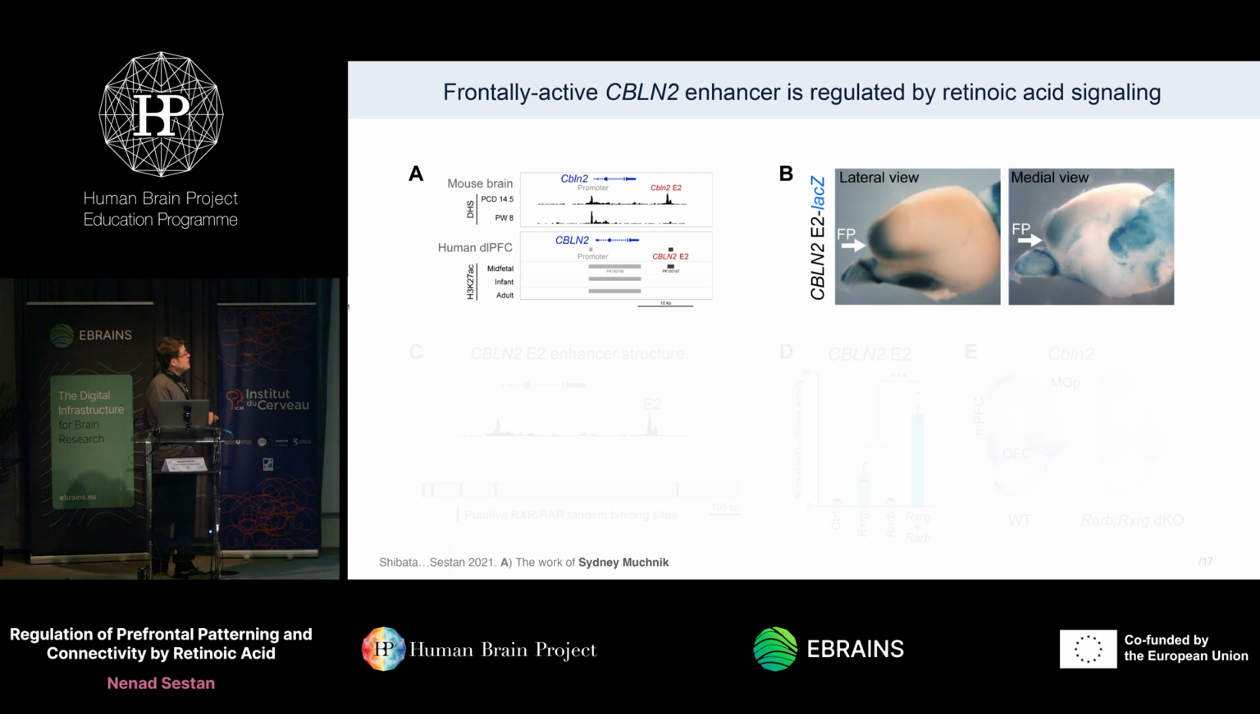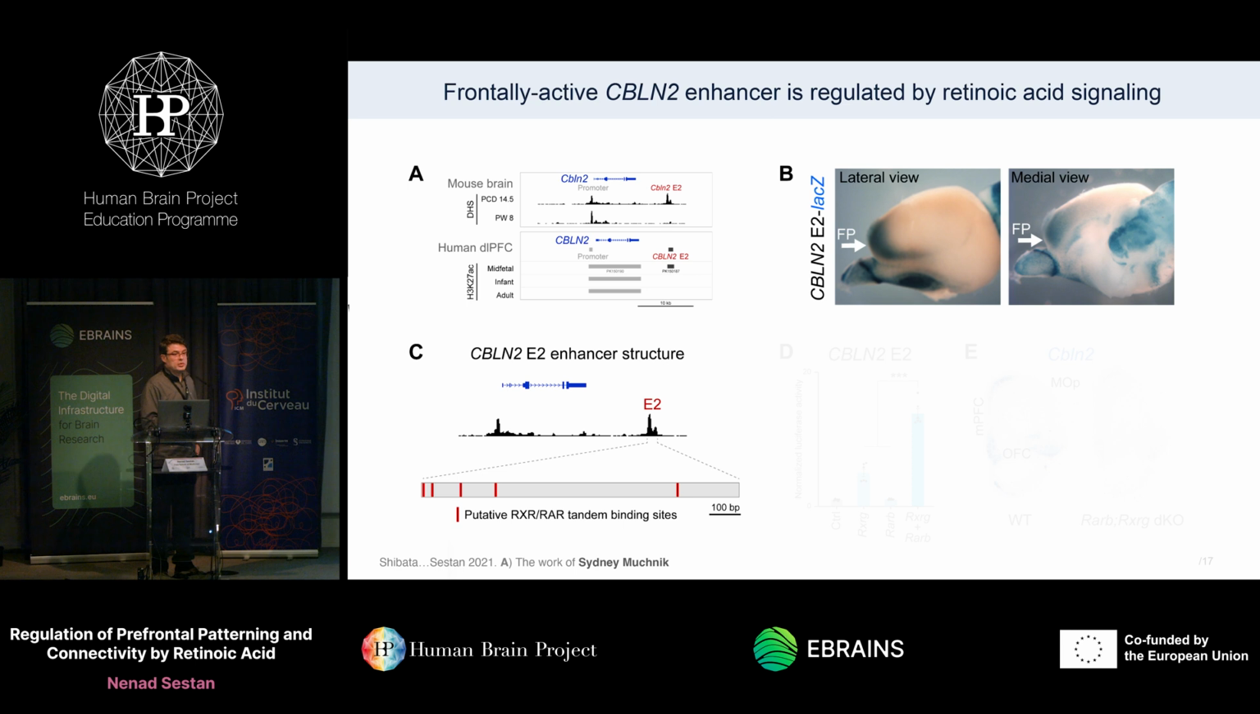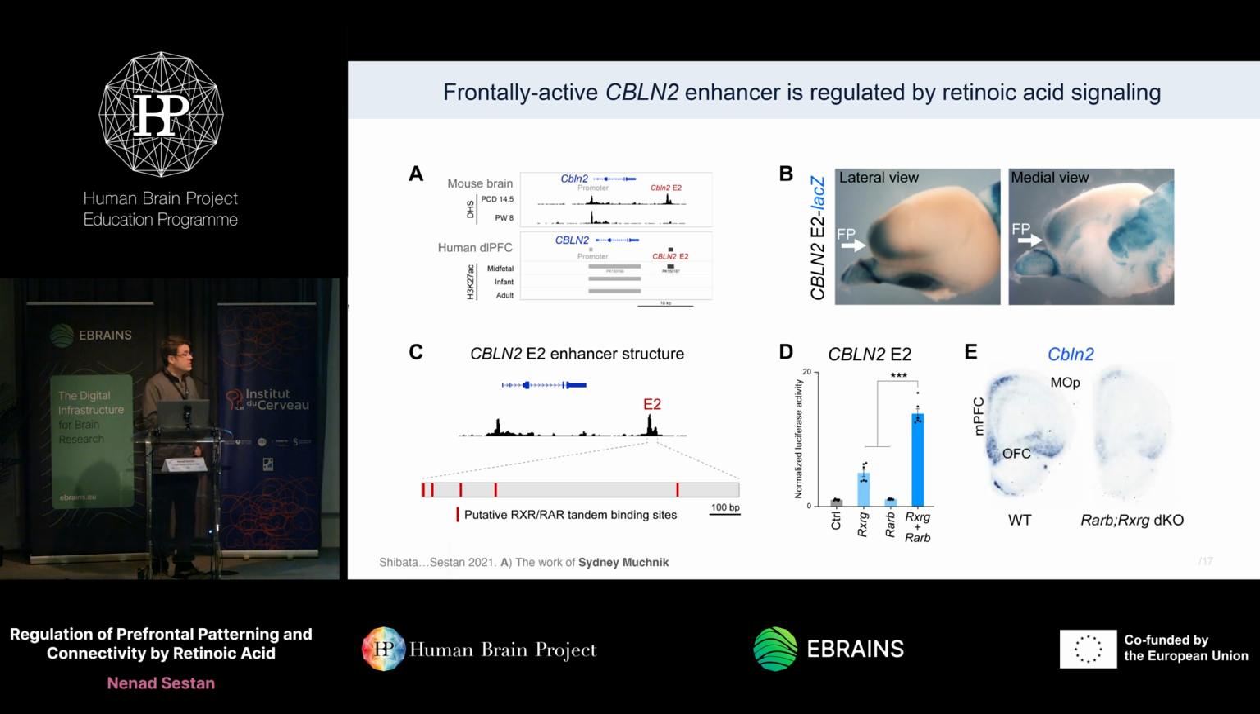If you take this human enhancer and express LacZ in a mouse, you can see that the expression of LacZ is in both medial as well as the frontal pole. Recapitulating what we see in humans. And this enhancer had multiple binding sites for retinoic acid receptor, which was very exciting. And so we wanted to see whether cerebellin is directly controlled, and we were able to show that it's induced by expression of both RXRG and RAR beta, and there was a significant loss of expression in the double knockout, as you would expect.